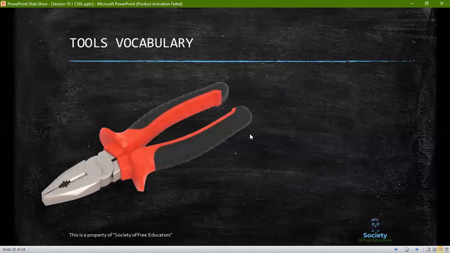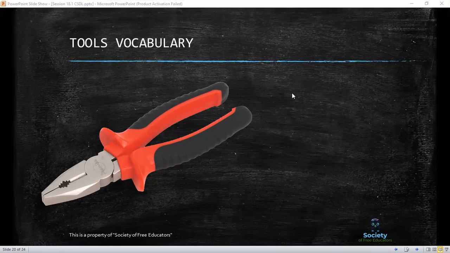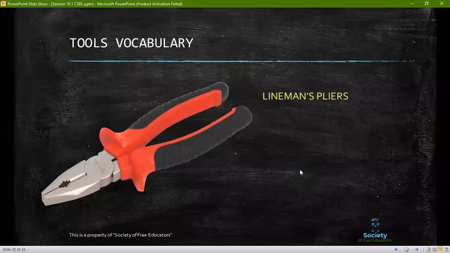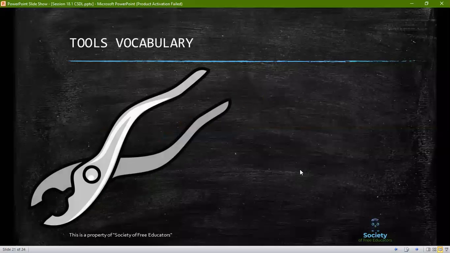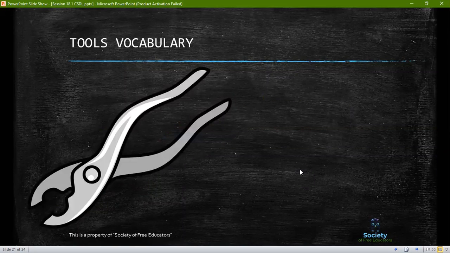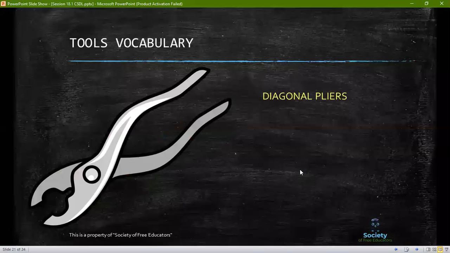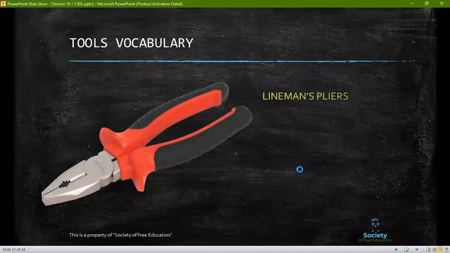And what about this? ये क्या है? Pliers. Correct. That's a plier, but that's a lineman's plier. It's not a simple plier, it's a lineman's plier. And what is this? This is also a plier, but this is a diagonal plier. So what is the difference between a lineman's plier and a diagonal plier?